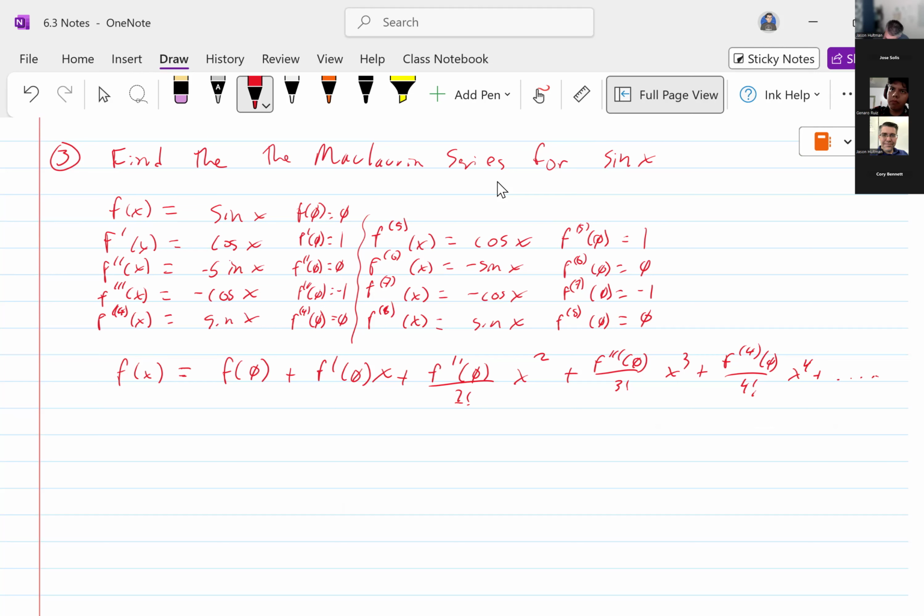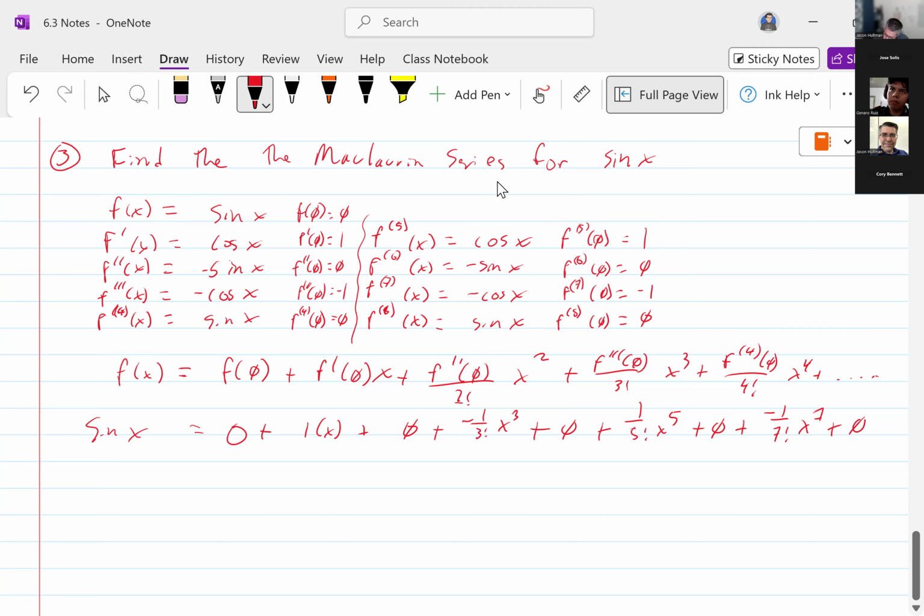Okay, so this is going to be 0 plus 1 times x plus 0 plus negative 1 over 3 factorial x cubed plus 0 plus 1 over 5 factorial x to the fifth plus 0 plus negative 1 over 7 factorial x to the seventh plus 0. Everybody get that? Okay, and what is this? This is the sine of x.